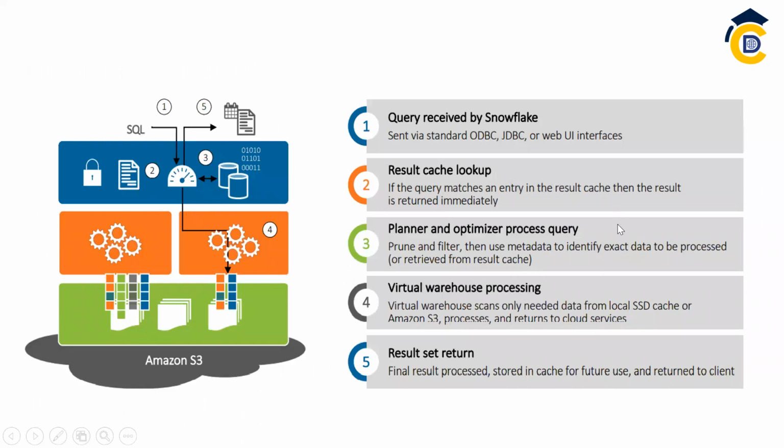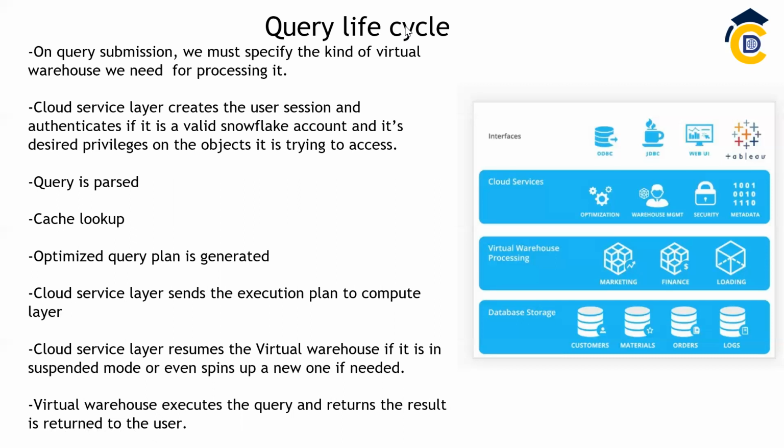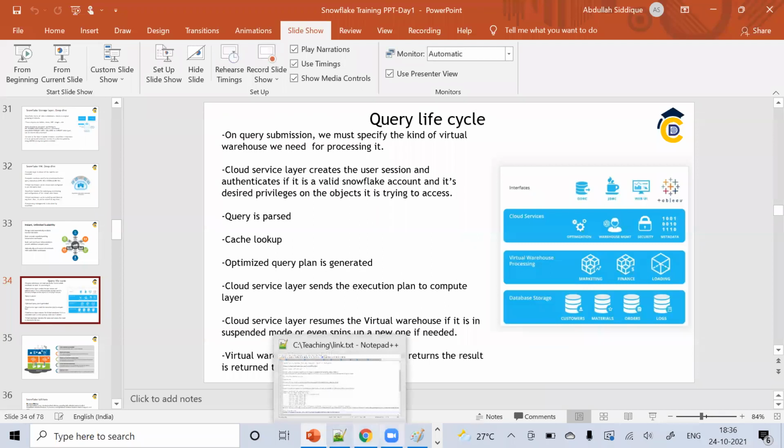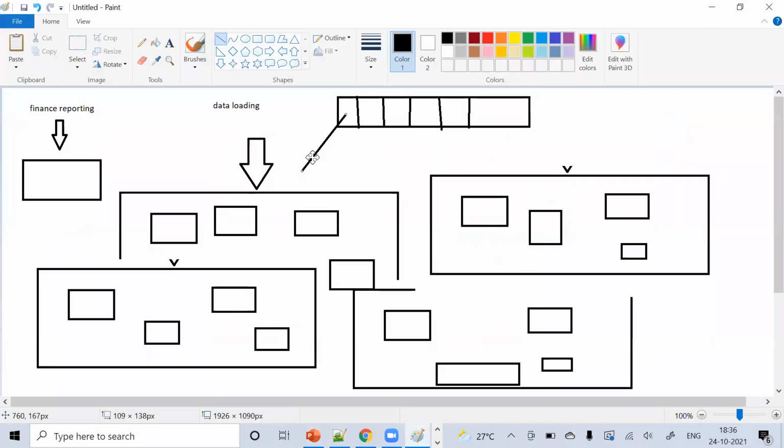Venkat, I have a doubt too. See, for example, if I run a query at 12 o'clock, I have an employee table with 1,000 records. Let me give you a scenario just for my understanding. First there is an employee table that has 1,000 records. So initially that will be in the data storage and in the cache, the virtual warehouse.